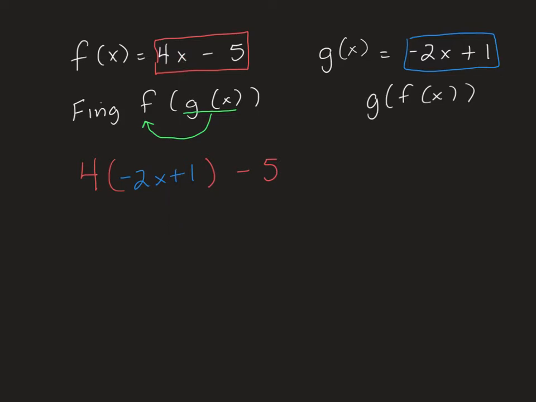And now from here, you're just going to distribute. So this is now negative 8x plus 4 minus 5. This is negative 8x minus 1, and that is your answer.